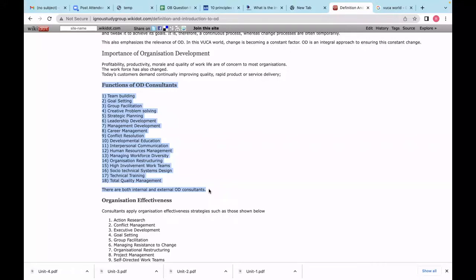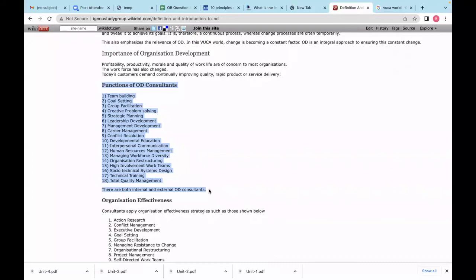I'm not really explaining all these terms. There is only one term which I will probably explain, which is socio-technical systems design. Because all other terms are very, very straightforward and we know what those functions mean. So those are the 18 functions listed there. If anybody has any other doubt other than socio-technical systems, let me know. I'll talk about that term as well.